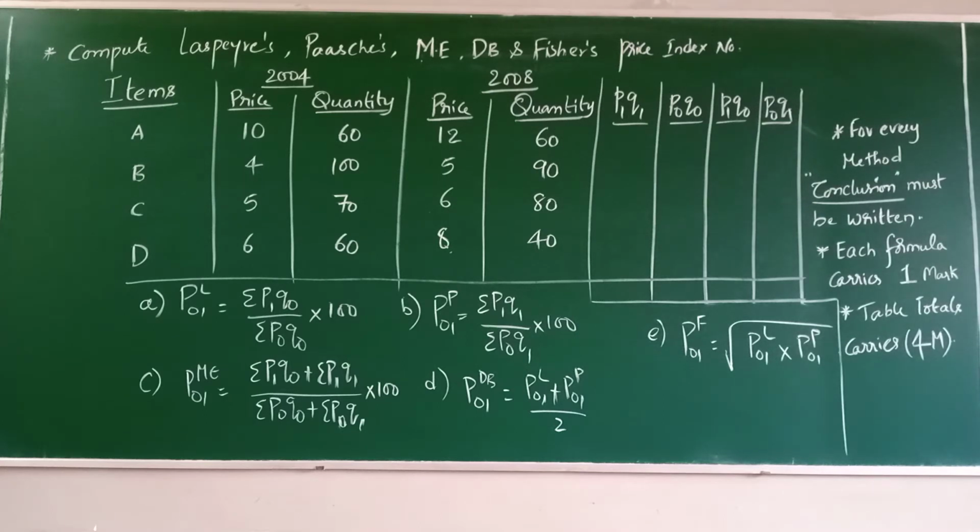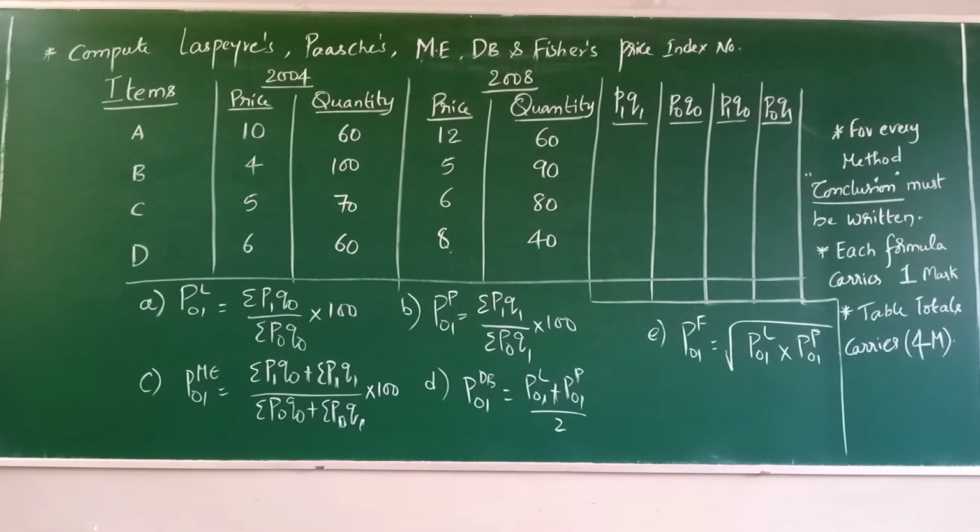So here P0 Q1. Where are those? P0 Q1: 10 into 60, 4 into 90, 5 into 80, 6 into 40. Once again you will get the total of P0 Q1.